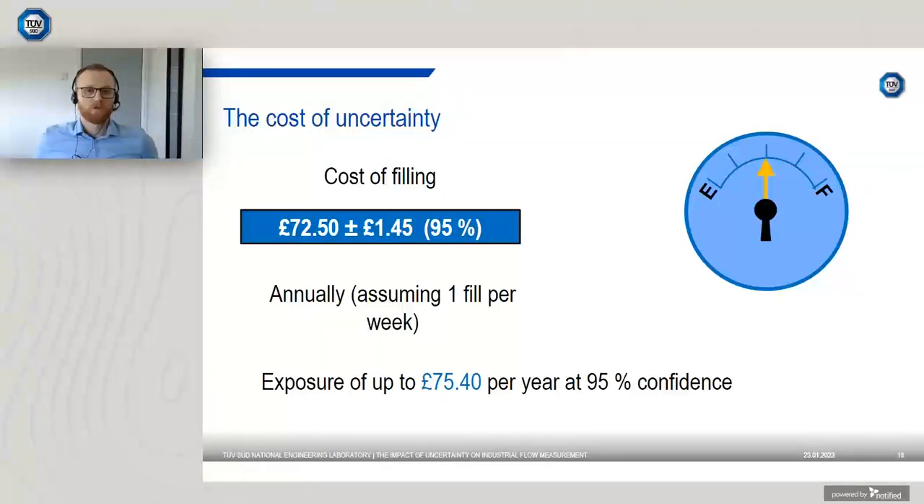If you assume you fill your car once per week, that would be 52 times £1.45. So as it says here, an exposure of up to £75.40 per year at a 95% confidence. Again, what this means is that you or the petrol station should not be exposed to more than £75.40 a year. You shouldn't gain or lose more than £75.40 per year, and there is 95% confidence that will happen. There is a 5% chance, again, that you could gain or lose more than this.